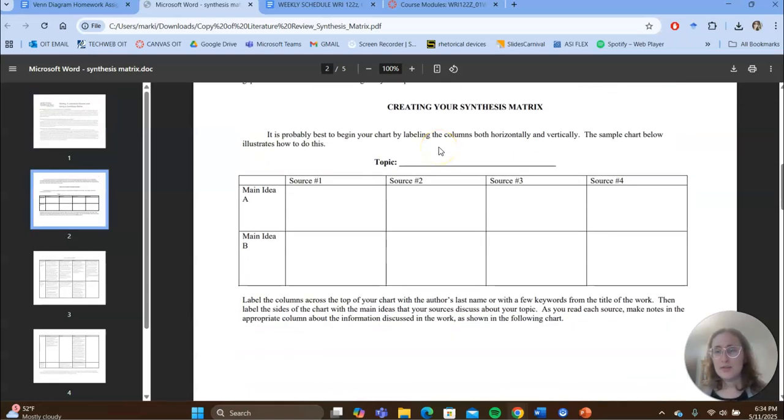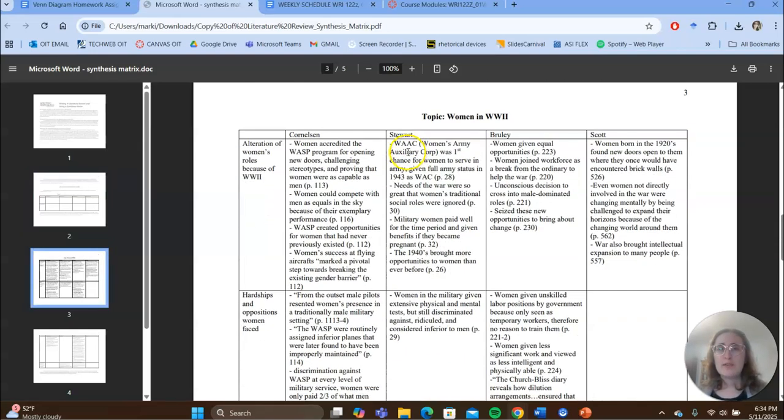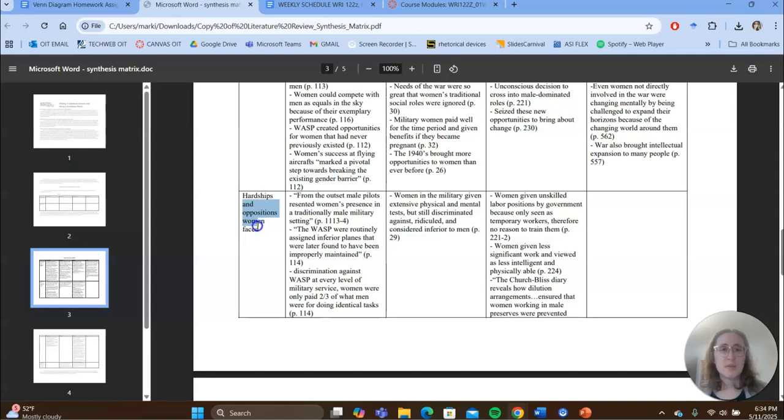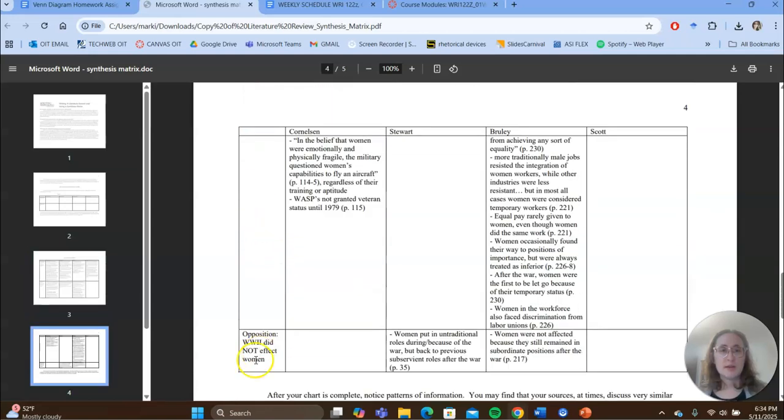And they also suggest a synthesis matrix, and they talk to you about how to create one. They even have an example here of one that's filled out. So the themes, the paper that this was about was women in World War II. And they split it up into some themes that they found between these sources. So one was about alteration of women's roles because of the war, hardships and opposition they faced, and then opposition, like the opposing argument that World War II did not affect women at all.